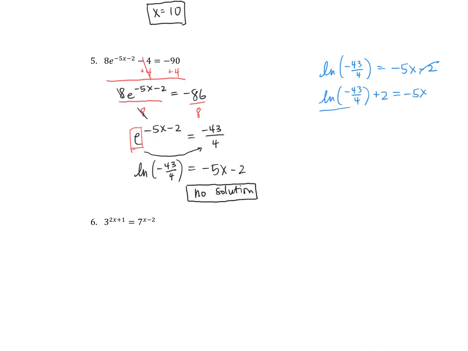Divide by negative 5. And then you would get x. And so in order to really tell what x is, you would put that in the calculator and try to reduce that. Again, you will see that you get an error because of the negative you're trying to take the log of. So no solution here.